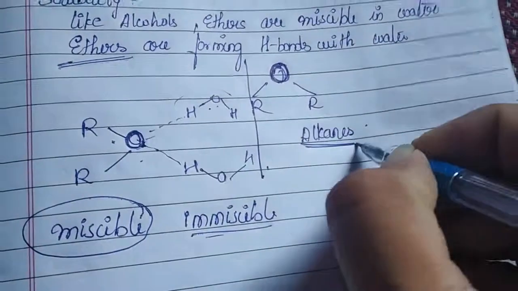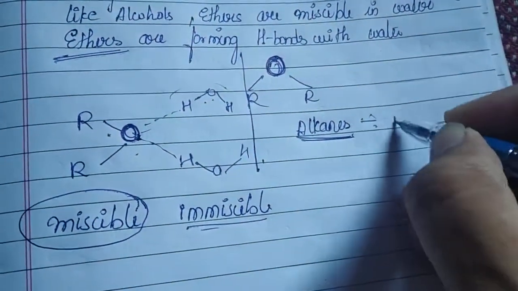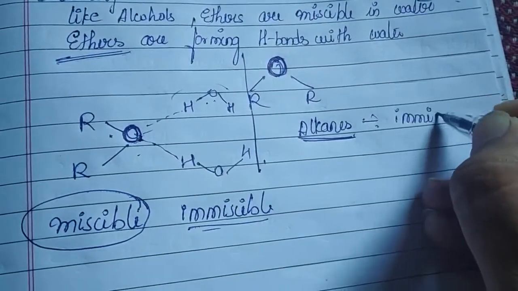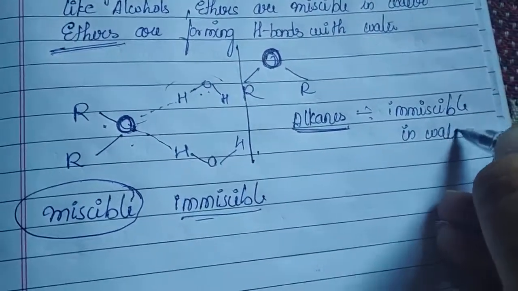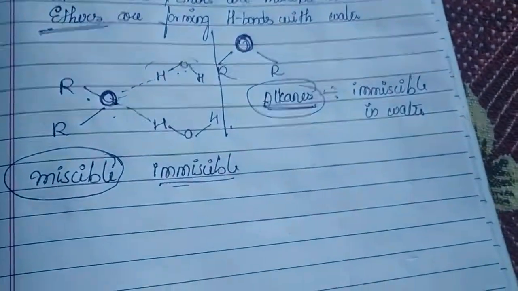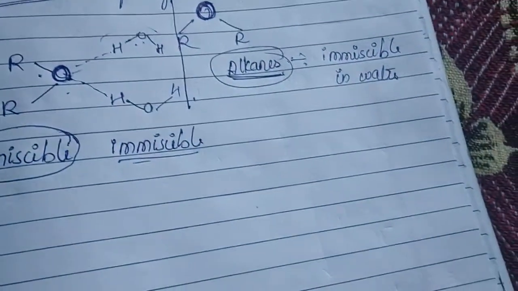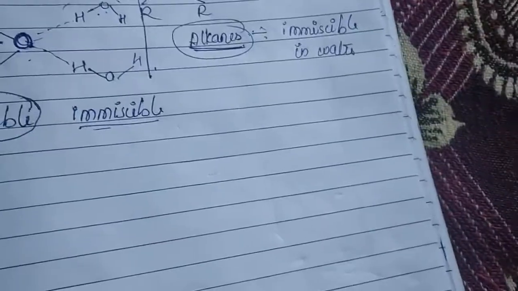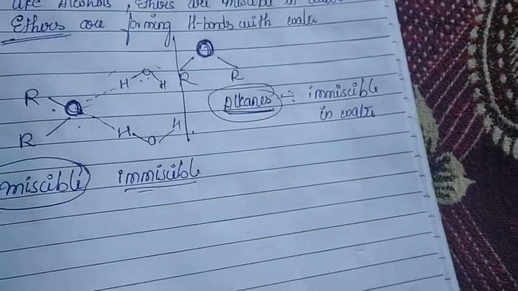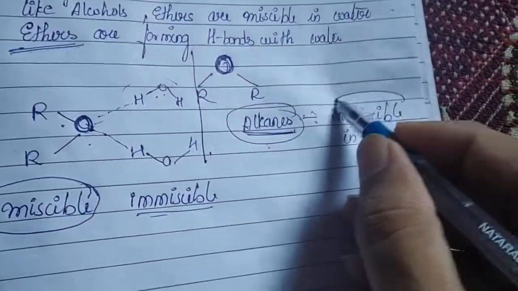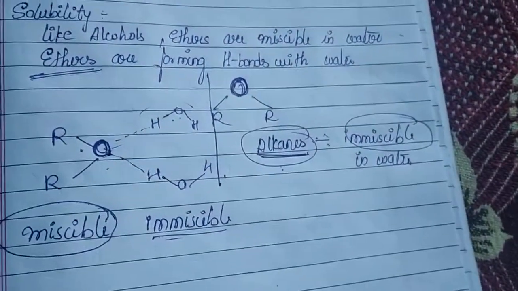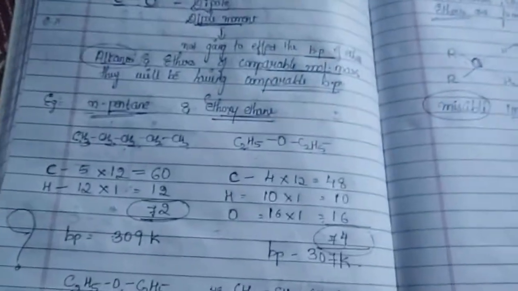Remember, whatever the alkanes we are having, they are immiscible in water. The only reason is what? Yes, alkanes ಹತ್ರ ಯಾವ ತರದ್ದು ಆ ತರ ಒಂದು ಆಟಮ್ಸ್ ಇಲ್ಲ, ಯಾವುದು ಹೈಡ್ರೋಜನ್ ಬಾಂಡ್ ವಾಟರ್ ಜೊತೆ ಮಾಡಬಹುದು. So since it lacks the formation of hydrogen bonding with water, your alkanes are immiscible in water. Is that clear? So two important physical properties we came to know today with respect to the ethers.